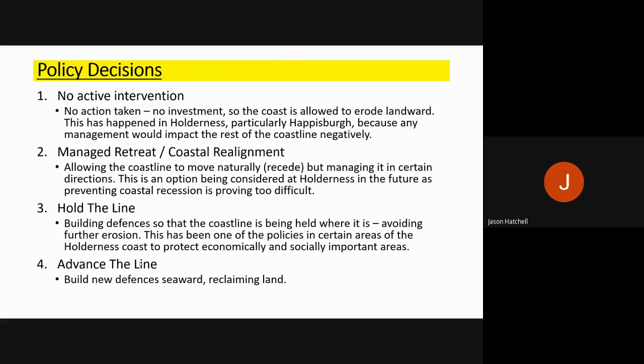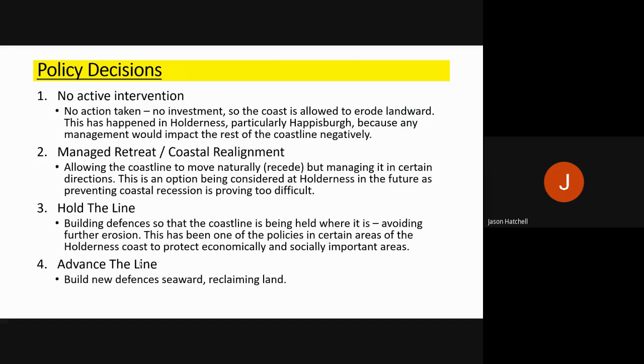No intervention is no action taken. We don't invest in that area. We don't try and build things to protect that area. It's not worth it. There's nothing economically valuable there, and we will just let the sea take over. Somewhere like Haysborough in the Holderness Coast is an example of this.